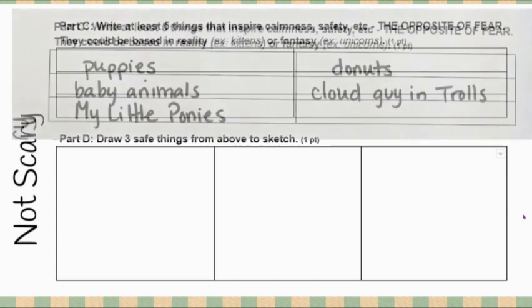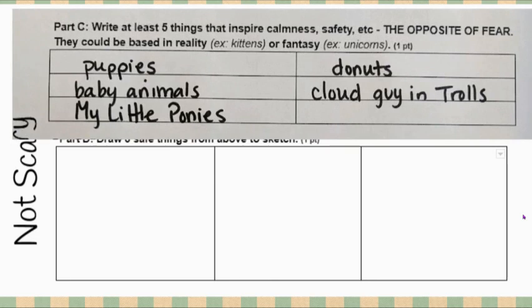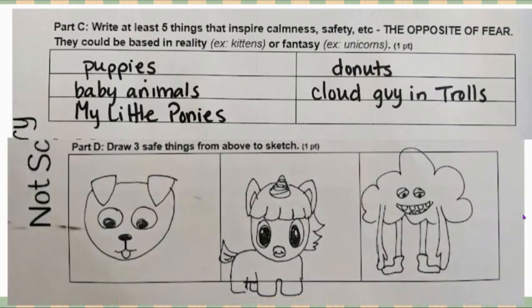Here are my examples. So puppies, I love any baby animal with the big eyes. My Little Ponies, who can be frightened of them. Donuts, that just makes me think of absolute happiness. And then the cloud guy and trolls, I really enjoy him. He's very charming. So I went ahead and I drew those. There's my puppy. There's my little pony in the center. And on the right is that cloud guy from Trolls. I want to look at those for symbols that I can incorporate into one of my fears and look at those to really analyze why they're not scary.